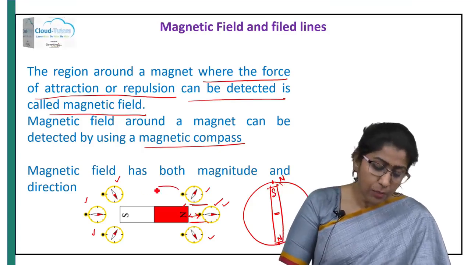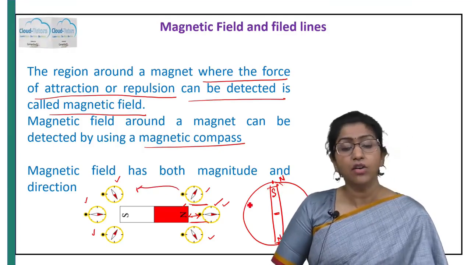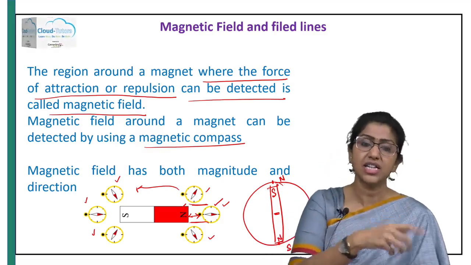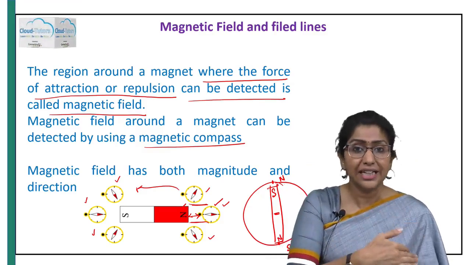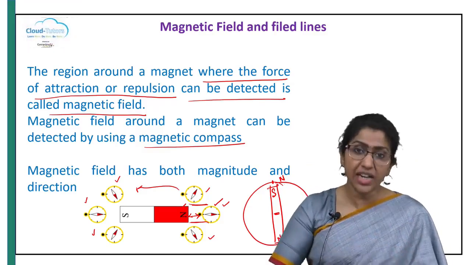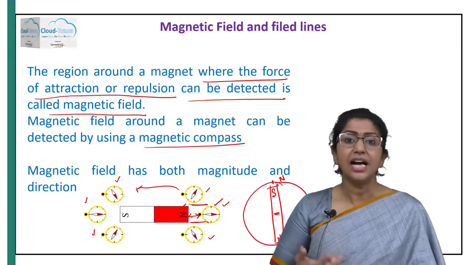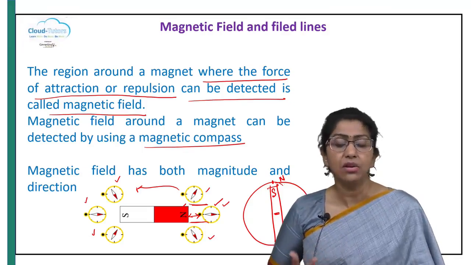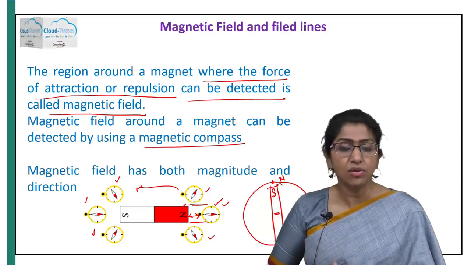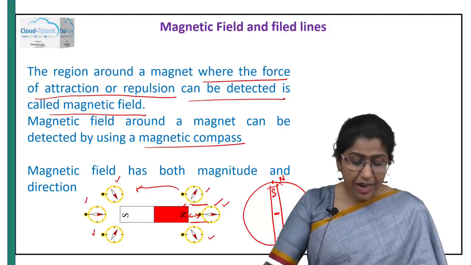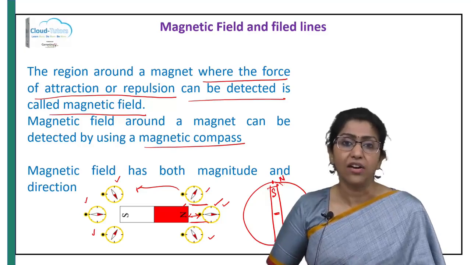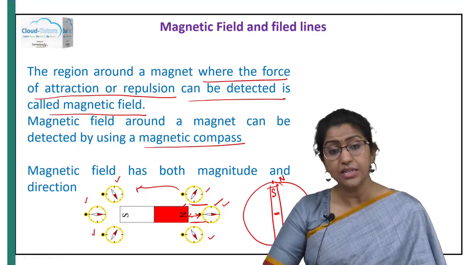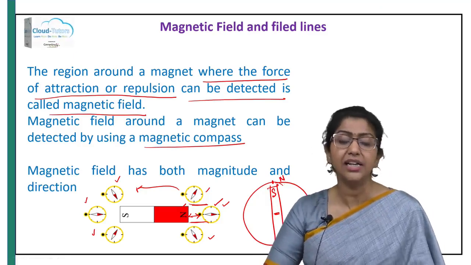So as and when we move the magnetic compass around the bar magnet, you see that the direction actually changes, or the deflection of the magnetic compass needle goes on changing, right? So this is because, again, a magnetic force of attraction and repulsion comes into the picture between these two magnets, and it basically moves around, correct? Alright, so magnetic field has both magnitude and direction.